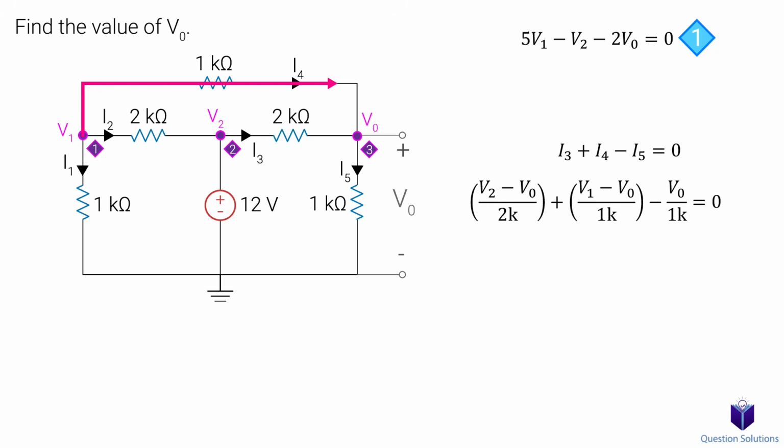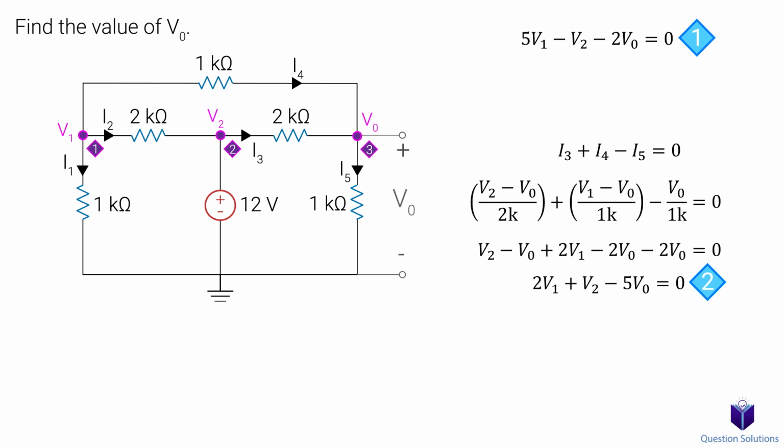Then we have I4, which is the same as before, V1 minus V0 over 1K. And lastly, I5 is just V0 over the 1K ohm resistor. Let's multiply everything by 2K to get rid of the fractions. Now we can simplify, and this is our second equation.